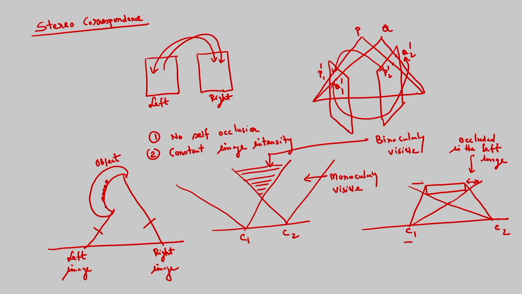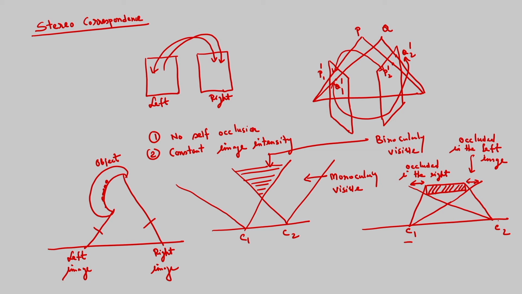And if I consider this portion, this is my object, so this portion is not visible by the right camera. So that means this is occluded in the right image. So I have shown this. So how to find the stereo correspondence between the two images?